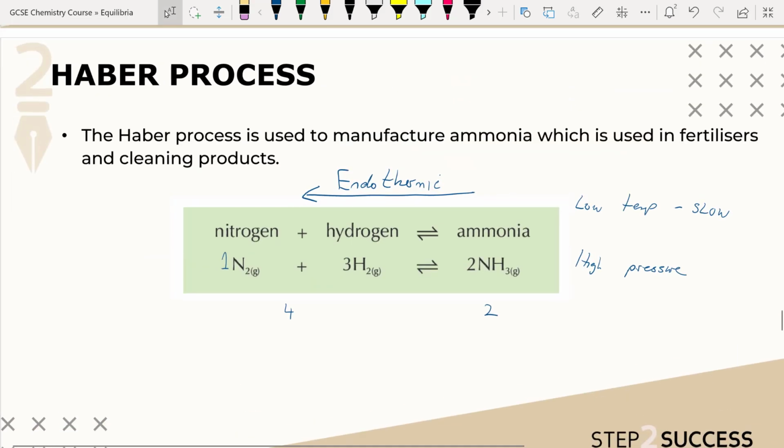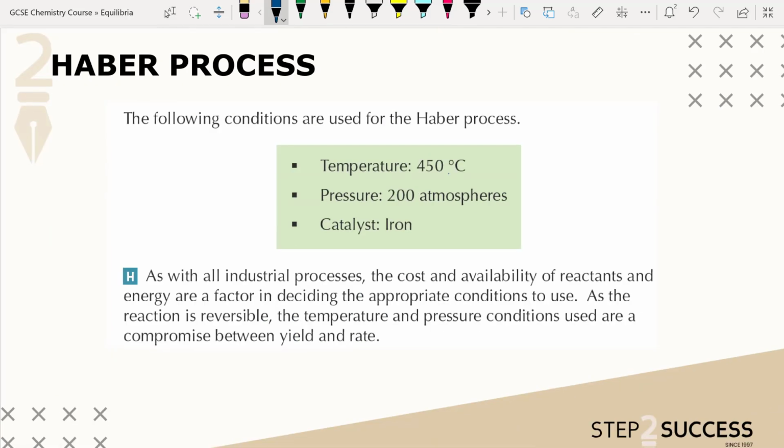And similarly, whilst a high pressure is great, a high pressure can be quite expensive because you have to make the reaction vessel and make it be able to handle high pressures and not explode. And so that can cost quite a lot of money, to the point where, again, it could be too expensive to use a high pressure. And so we use a slightly lower pressure because then it still works out cheaper.